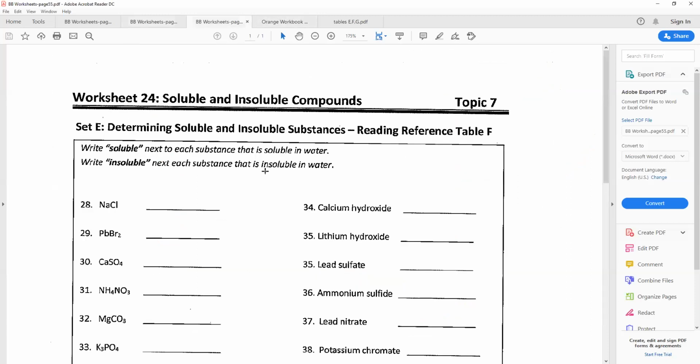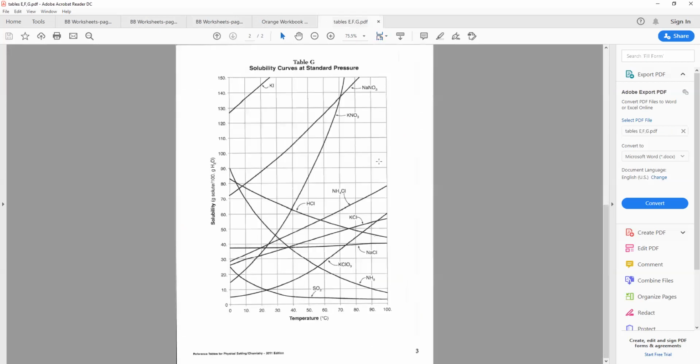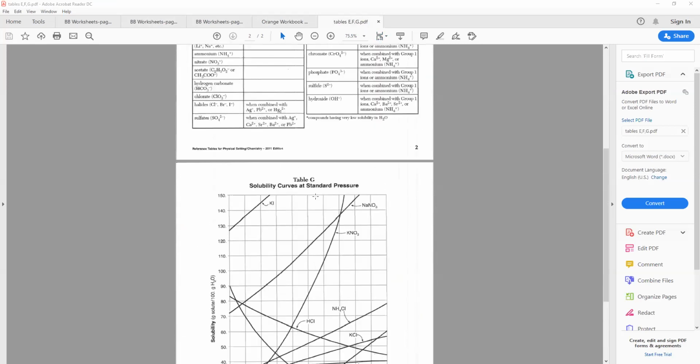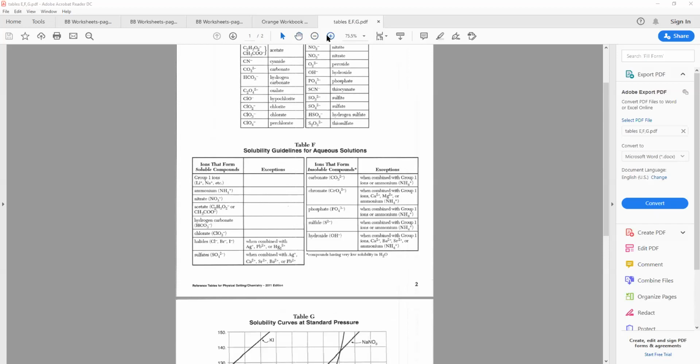Let's move on to the next page, on whether something is going to be soluble or insoluble. Now, if they give you a specific chemical, you have to go to table F. And let's go to table F. Actually, there's table F, and let's zoom.